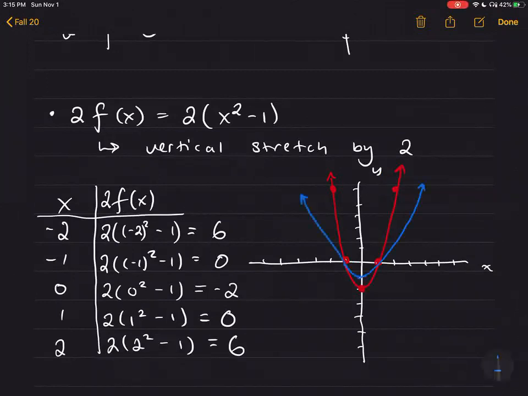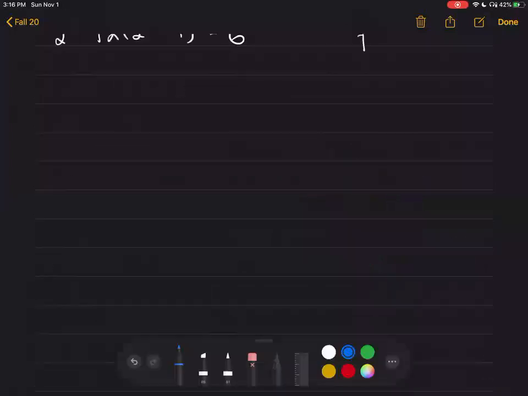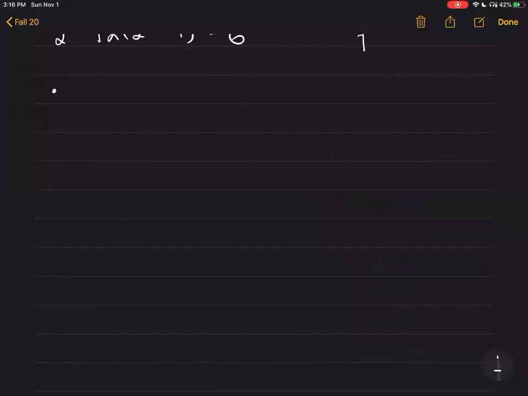Okay, so it did stretch by a factor of 2. So that's good. Everything's making sense so far. Okay, let's move on to horizontal scaling. So let's say we wanted to do f, and then let's do 1/3 inside the parentheses.